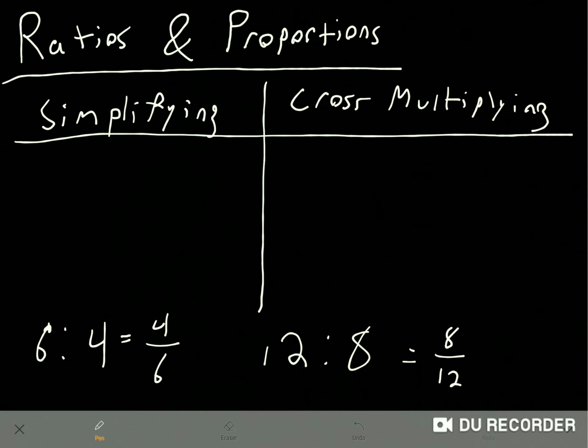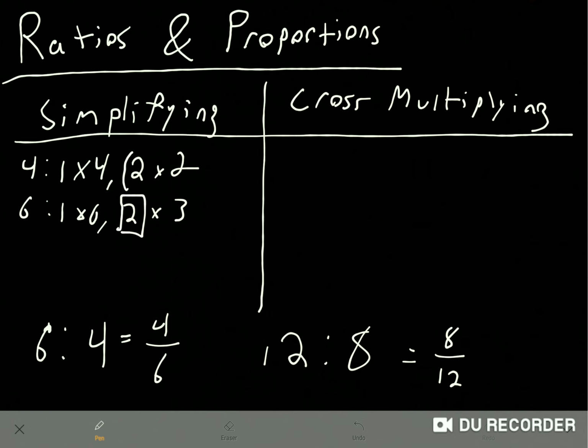In order to simplify, we need to find, as I said before, the greatest common factor. So we're going to have to write out the factors of both 4 and 6. Let's do that for 4 first. 4 can be made by 1 times 4 and 2 times 2. For 6, we have 1 times 6, and the second will be 2 times 3. So we can see the greatest common factor, or the largest number that 4 and 6 share, would be 2. And so in order to simplify the fraction, we're going to have to divide 4 over 6 by 2 over 2.